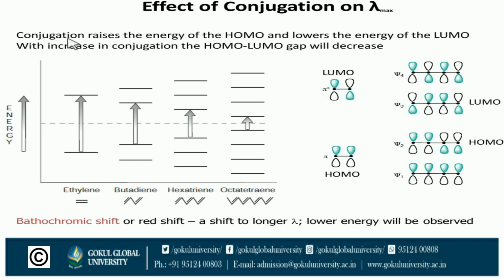Again, conjugation raises the energy of the HOMO and lowers the energy of the LUMO. Here: lower, higher, lower, higher, lower, very high, very low. The bathochromic shift or red shift, a shift to a longer lambda and lower energy, will be observed.